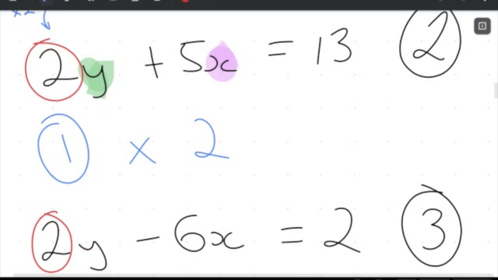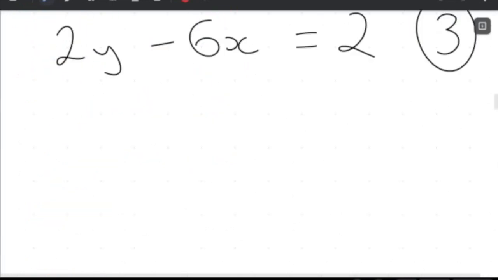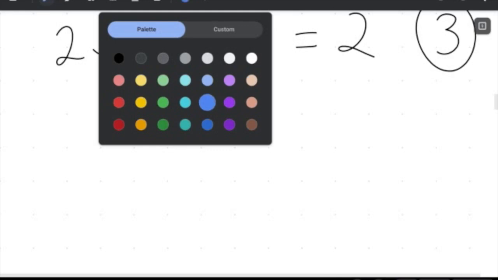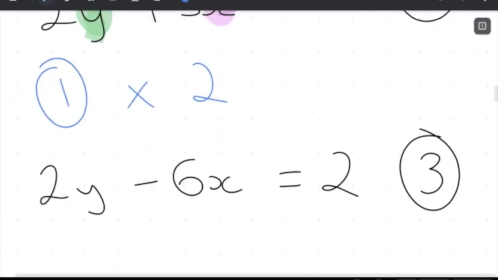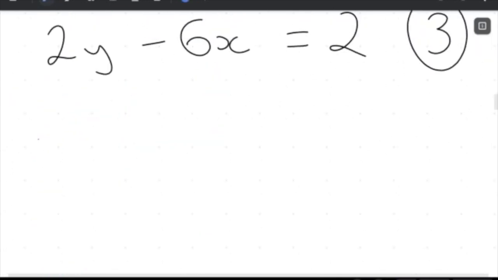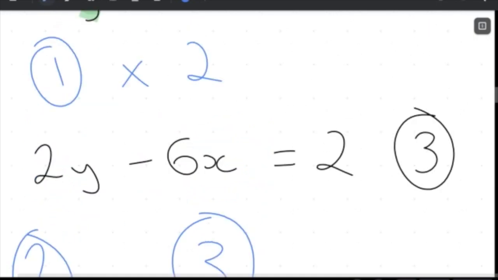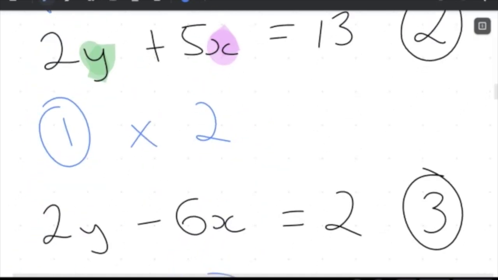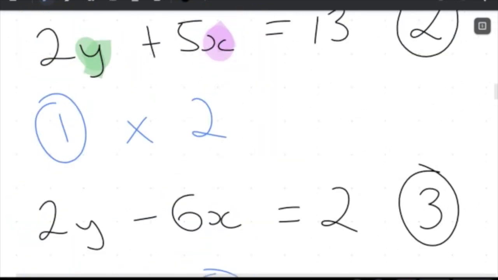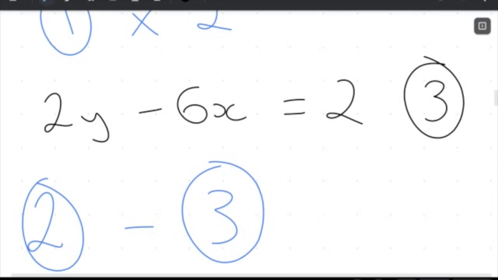Now let's look at how that will look mathematically. Here we're going to take, for example, equation 2, and we're going to subtract equation 3 from it, or equation 1 just written in a different way. Now, when I do that, 2y minus 2y gives me 0. 5x minus 6x, because remember here we have to be careful with our signs.